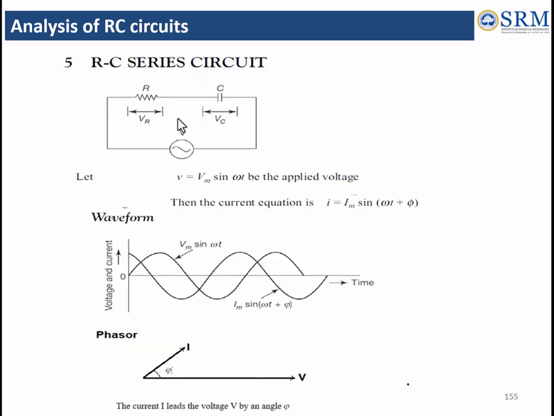Now let us see the RC series circuit. Here a resistor and a capacitor are connected in series along with the sinusoidal applied voltage, whose value is Vm sin omega t.